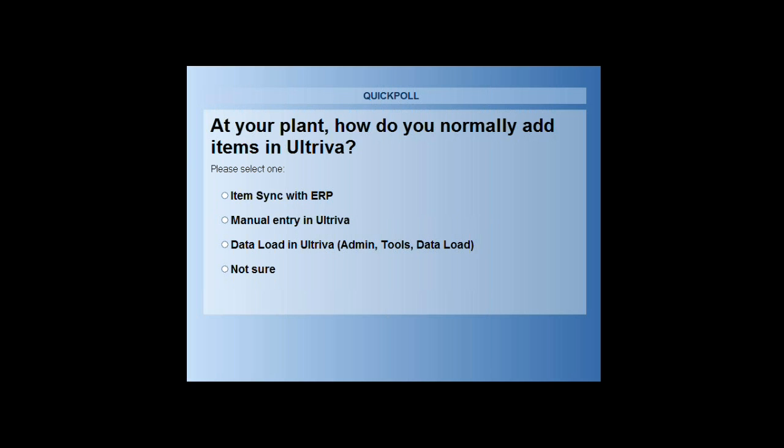And speaking of that, right now we have our first poll question. We'll go ahead and launch that for you. So please vote. So right now at your plant, how do items get added to your system? Do you have some sort of item sync? Do you manually enter them? Do you use the data load process? Or maybe you're not sure.